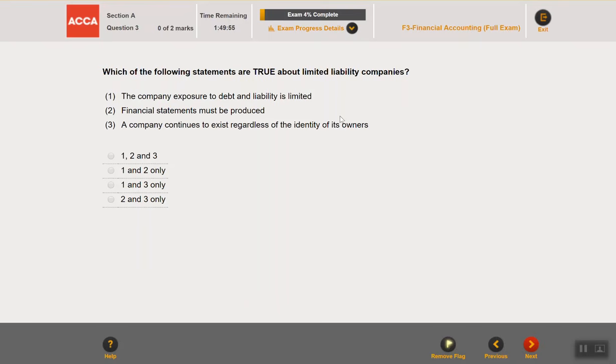But option A is a little bit tricky. The company's exposure to debt and liability is limited. You guys might confuse this with limited liability. This doesn't mean limited liability. Limited liability only means that owners are liable only up to the amount of their investment. It doesn't mean that the company's exposure to debt is limited. So option 1 is wrong. So that means D is correct.